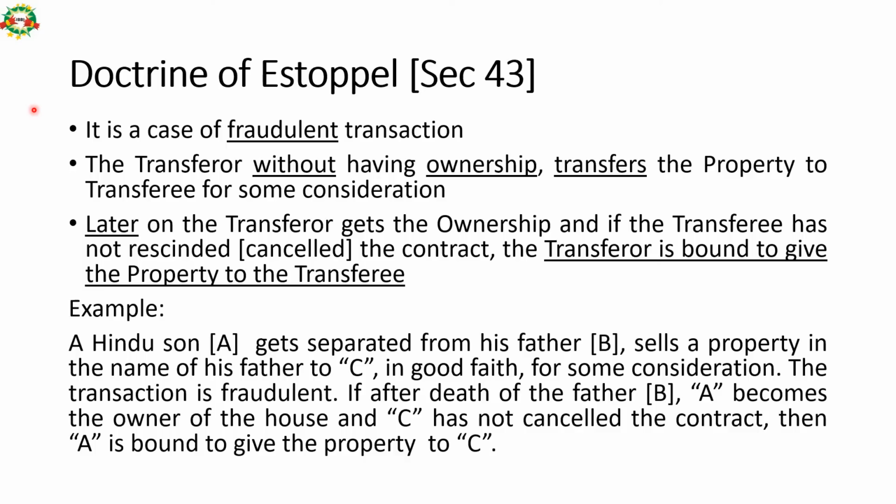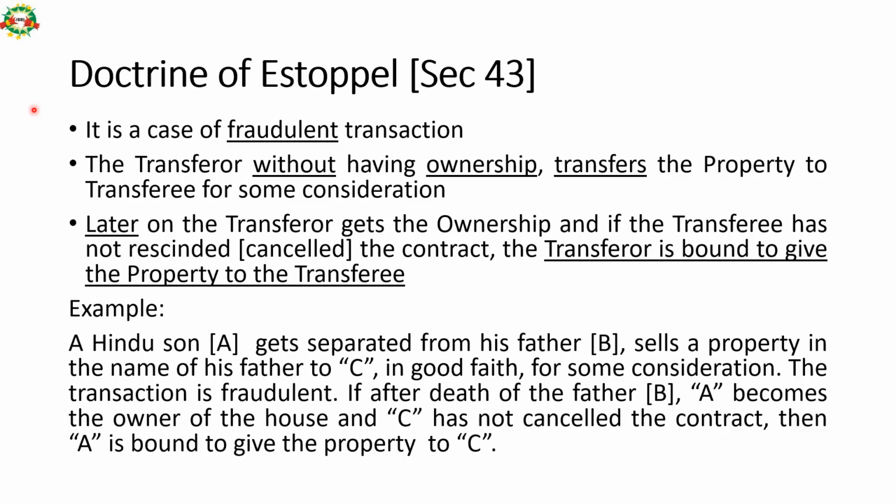Later on, the transferor gets the ownership, and if the transferee has not rescinded or cancelled the contract, the transferor is bound to give the property to the transferee. For example, I don't own a property and I sold that property without ownership to you. But say after 2 days, 5 days, 1 month, after some time, I get ownership of that property. So I have to transfer that ownership subsequently to you, because earlier I was not the owner, but still I sold that to you. But now I have got ownership, so I am bound to transfer that property to you.